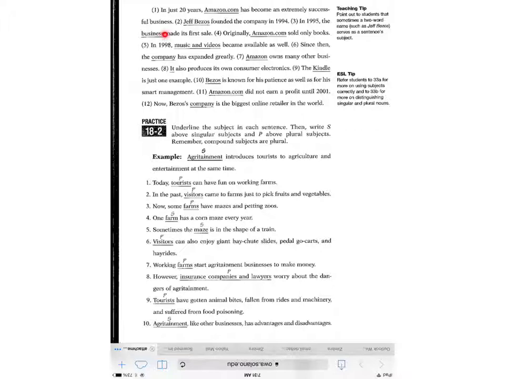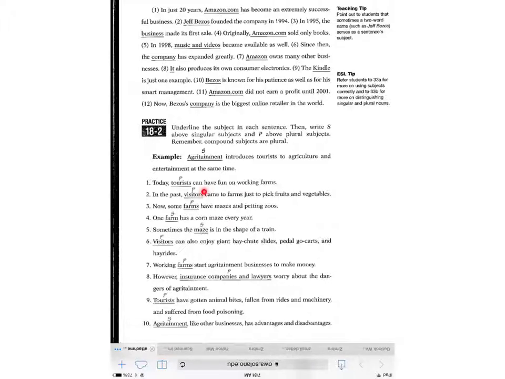Let's have a look at practice 18.2. So here you also had to identify the subject but indicate whether it's a singular or plural word. Number 1, today tourists can have fun working on farms. So tourists is the subject. It's plural. Number 2, visitors came to farms just to pick fruits and vegetables. Again, the sentence is about visitors. That's the subject of the sentence.